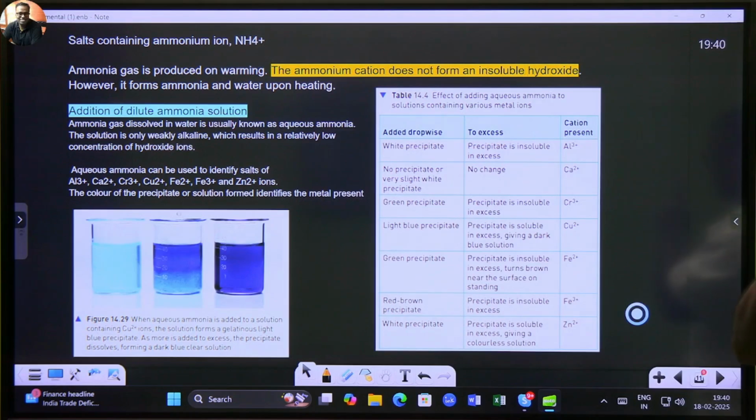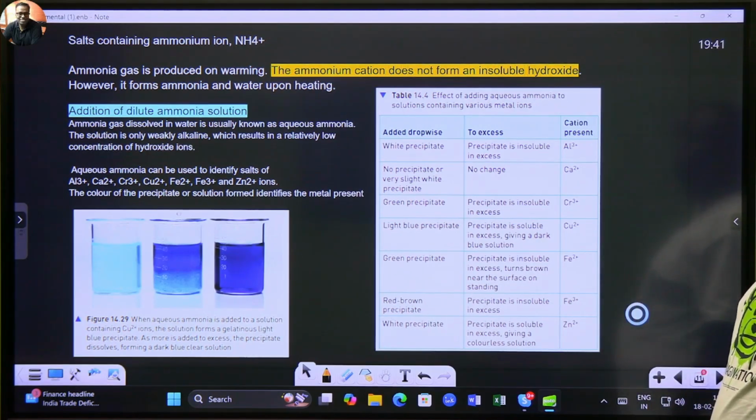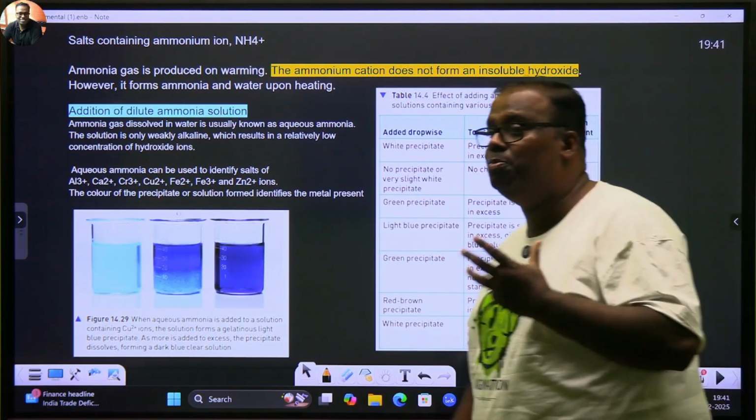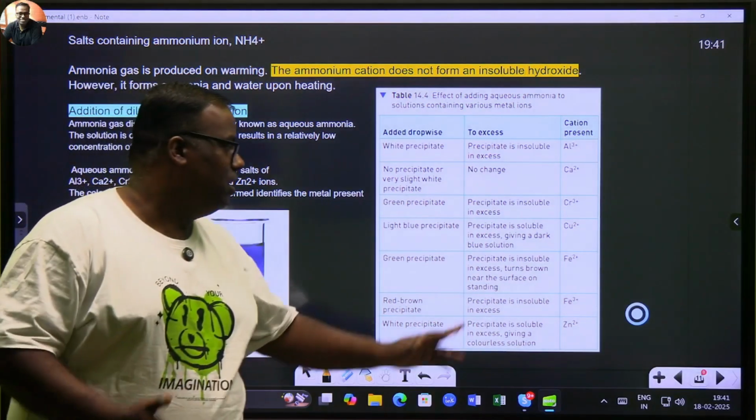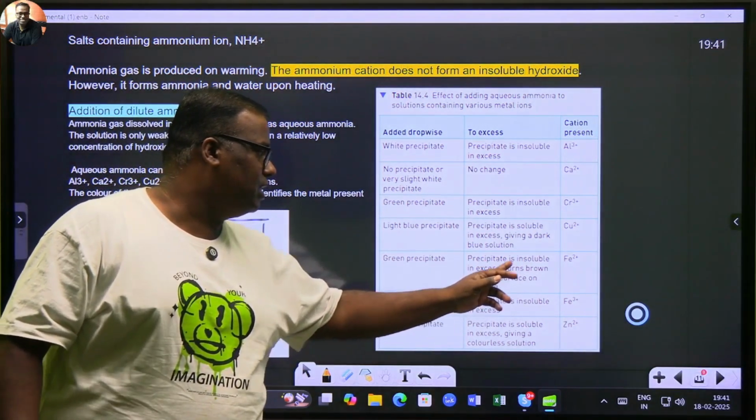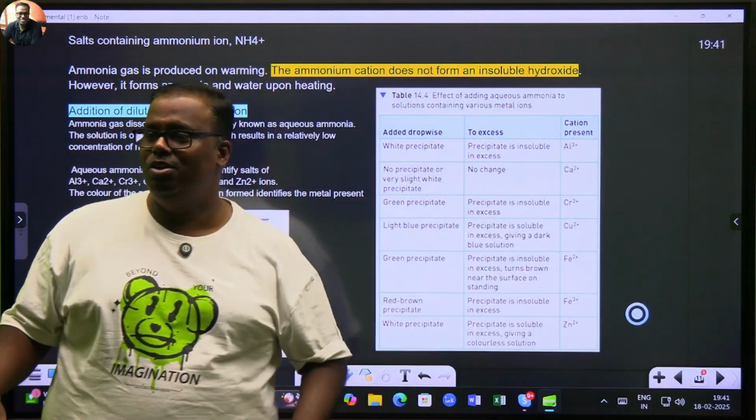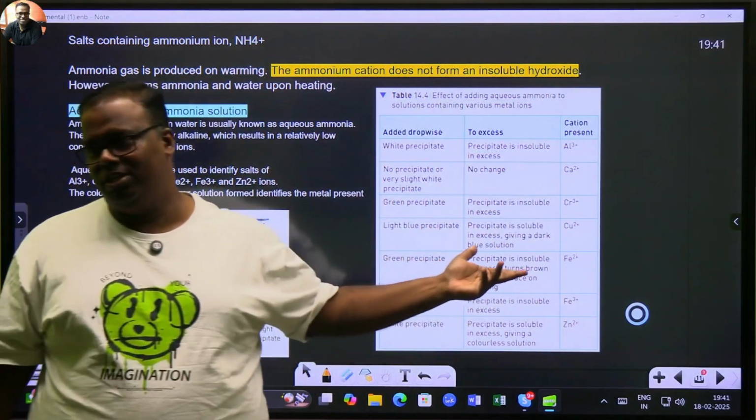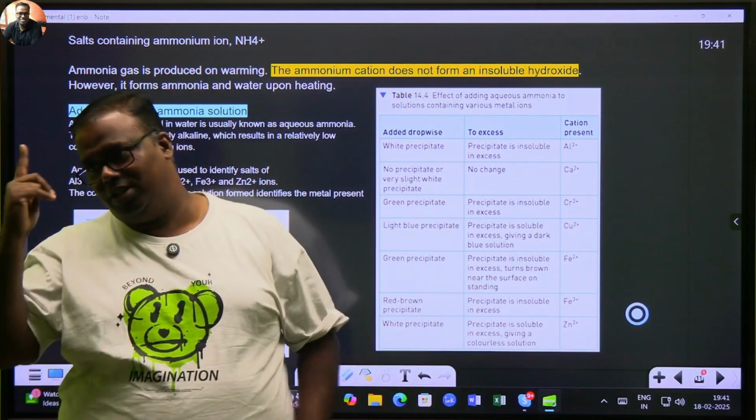Remember, green. But when you add excess of sodium hydroxide, the green precipitate turns brownish on the surface when standing. Don't forget, you asked a question on standing. So in exam time, don't forget. It concluded that it has Fe2+. So let's see what happens with ammonia solution. The precipitate is insoluble in excess, turns brown on the surface on standing. So that means Fe2+ and chromium will behave the same with either reagent. Chromium is green and this one is green, more brownish.